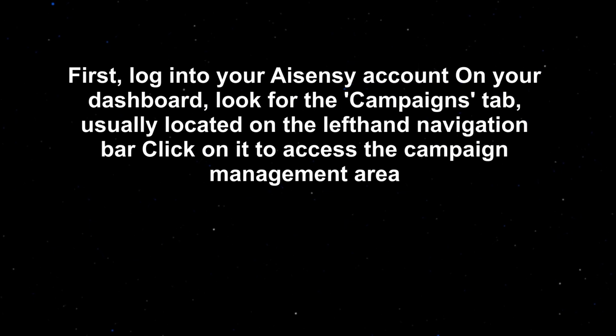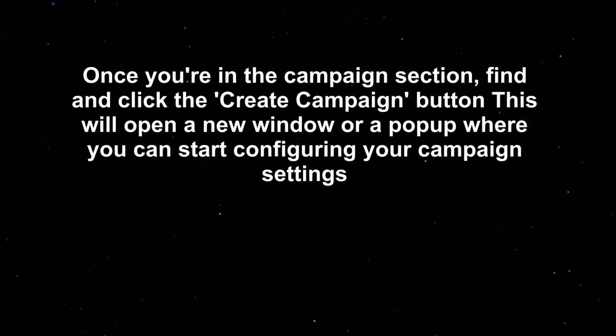On your dashboard, look for the Campaigns tab, usually located on the left-hand navigation bar. Click on it to access the campaign management area. Once you're in the campaign section, find and click the Create Campaign button. This will open a new window or a pop-up where you can start configuring your campaign settings.